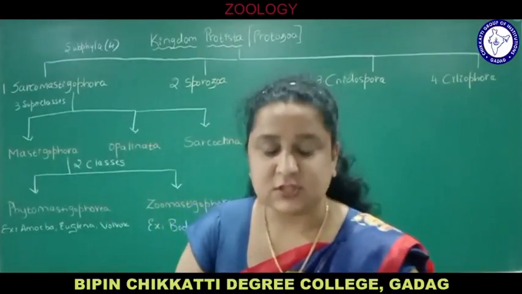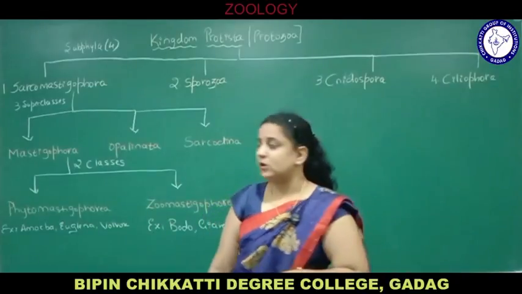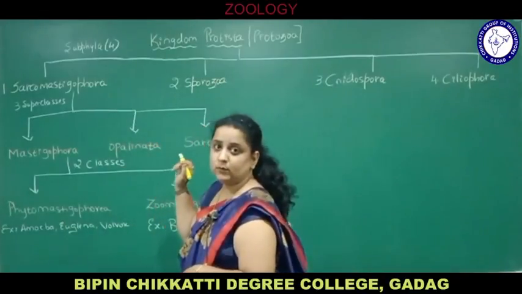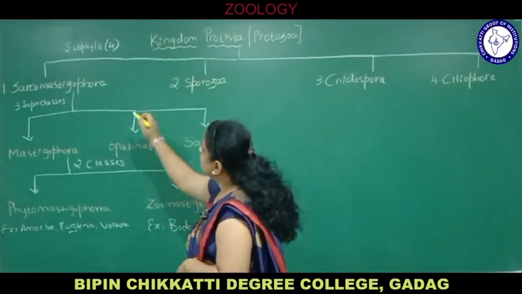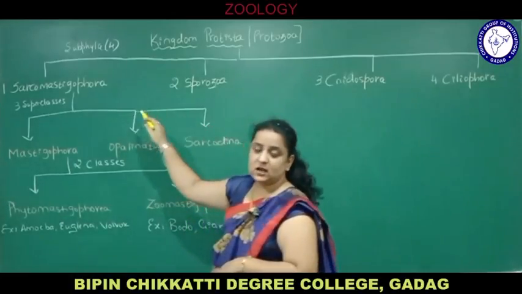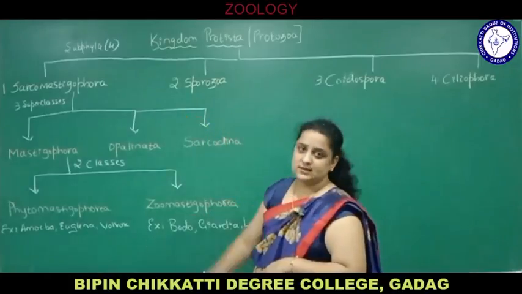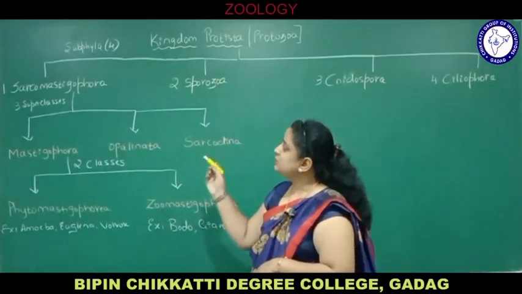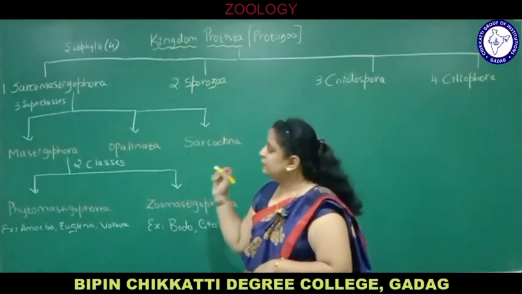Then coming to the other characters, like they have pseudopodia, flagella and reproduction is by syngamy or there is sexual reproduction, and they have a single type of nucleus, so it is called monomorphic, as I already told you about monomorphic and dimorphic. So these animals have locomotor organs called flagella and pseudopodia, single nucleus called monomorphic, and they reproduce by binary fission and multiple fission.